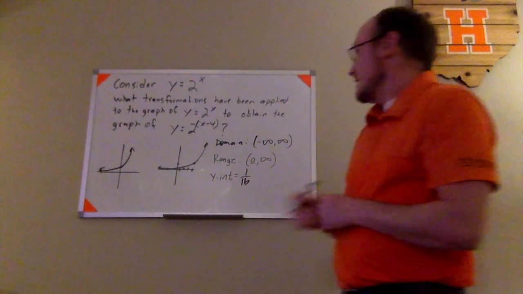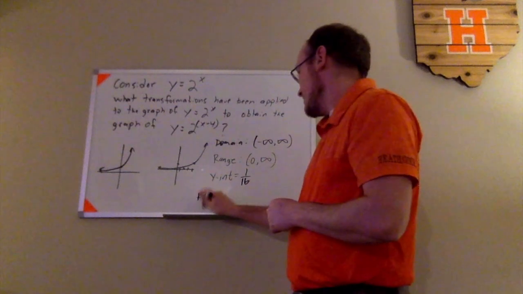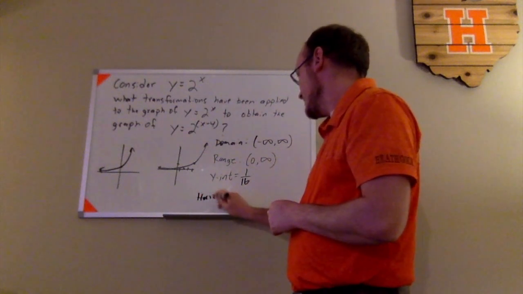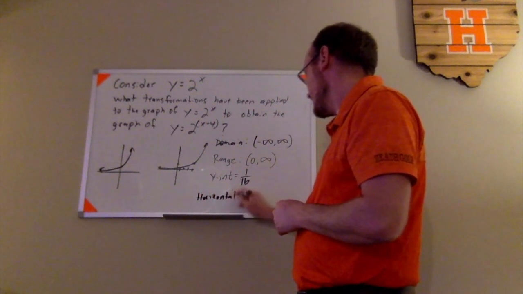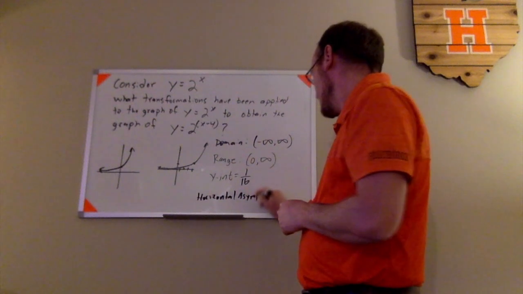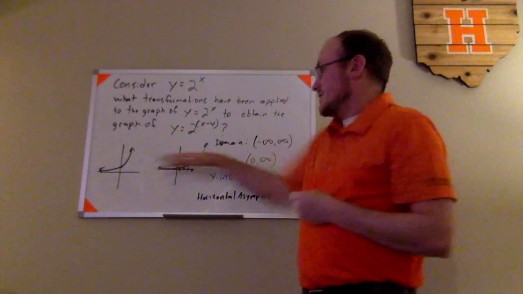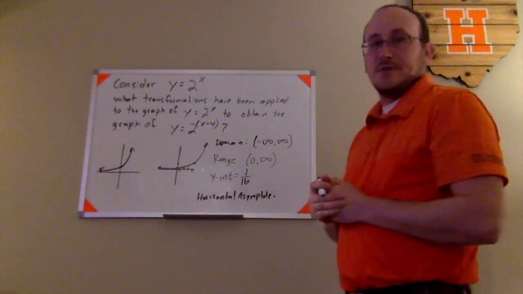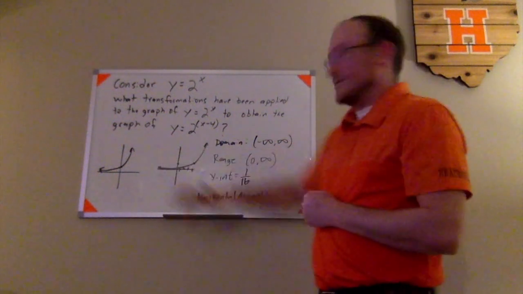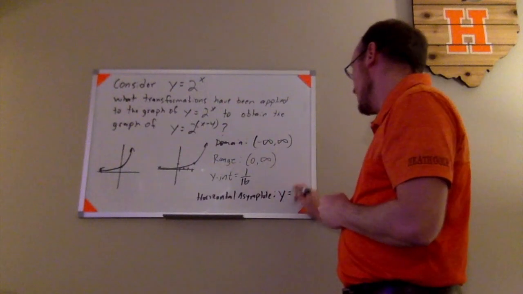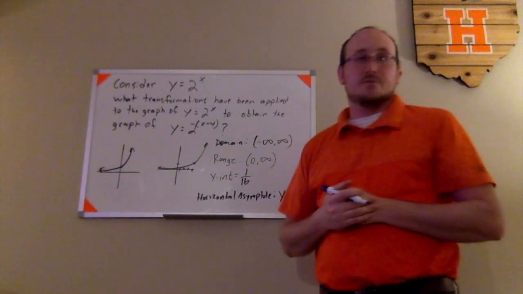For that. And then finally, I had the question about the horizontal asymptote. And again, this is still the line y equals 0. Still the x-axis right there. Still that horizontal line. So we still have y equals 0 for this particular example.